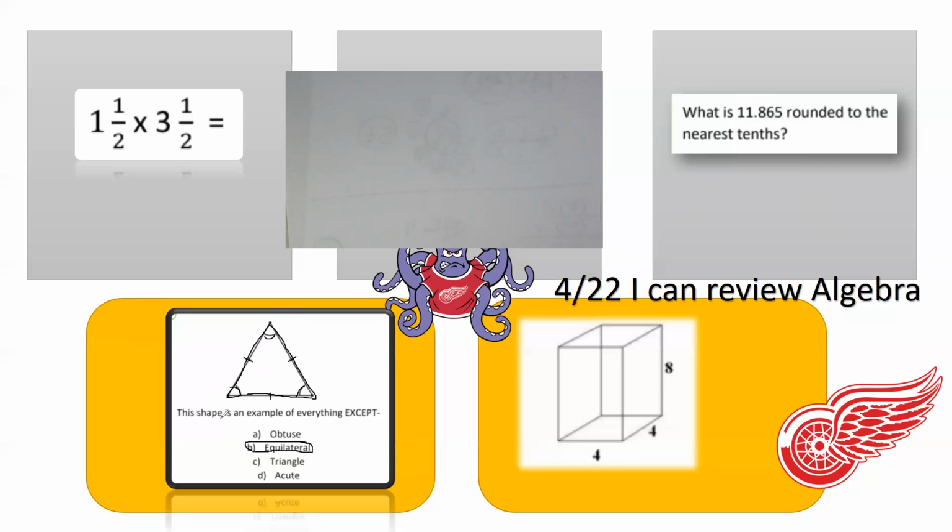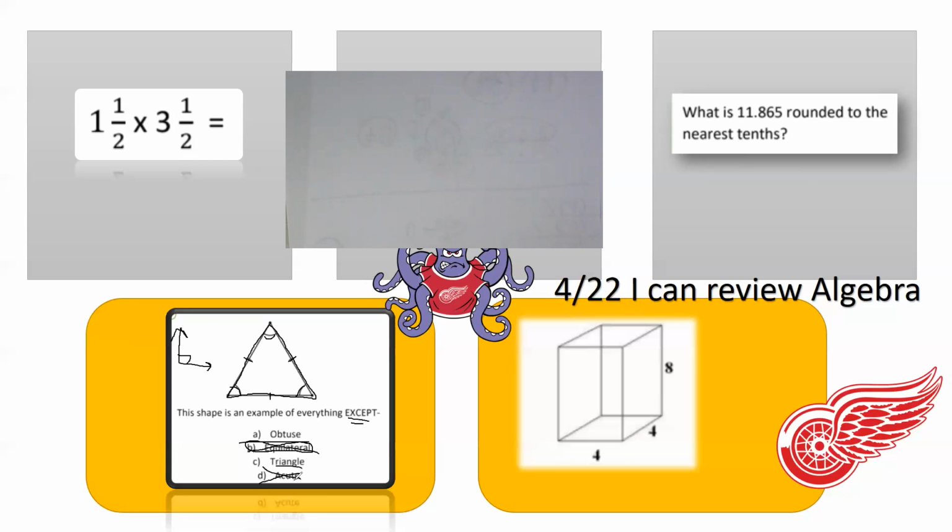But the question says, this shape is an example of everything except. So we know the answer is not equilateral because it is an equilateral. Remember, a right angle is a perfect 90-degree angle. You can put a little tiny box in it. Are any of these where you could put a box in it? No, not that one, not that one, not that one. They're all smaller than 90 degrees, which tells me that's an acute little triangle. So it's not acute.